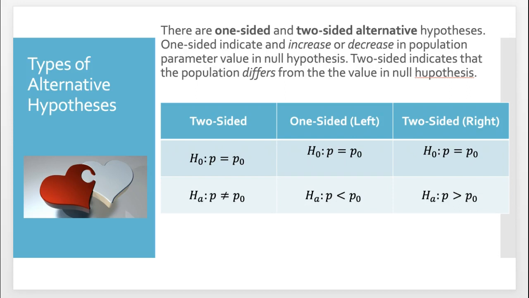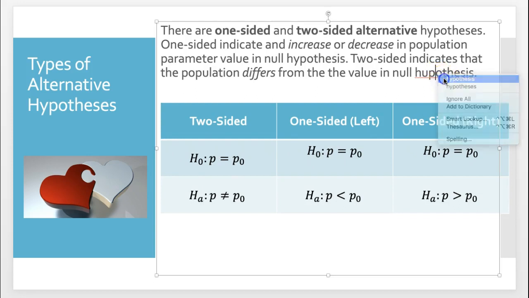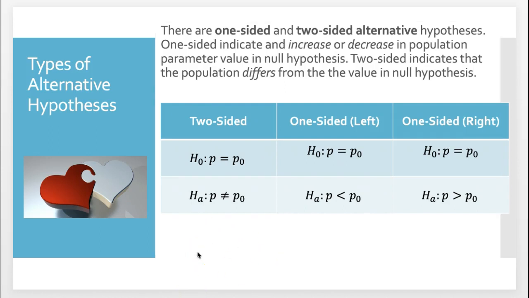All right. So just in general, as far as the type of null and alternative hypotheses that we'll see for the proportion, there are one-sided and two-sided alternative hypotheses. So we're looking at the alternative. One-sided indicates an increase or decrease in the population parameter value in the null hypothesis. Two-sided indicates that the population differs from the value in the null hypothesis.